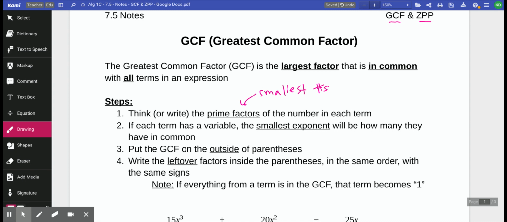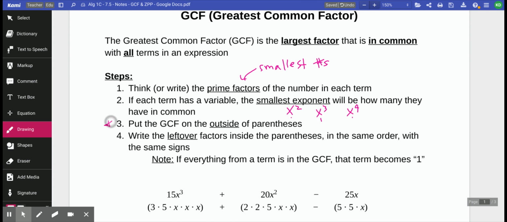If each term has a variable, the smallest exponent will be how many they have in common. So if I say x squared, x to the third, and x to the fourth, this one has 2 x's, this one has 3 x's, and this one has 4 x's. They all have at least 2 x's. So you could factor out 2 of them.